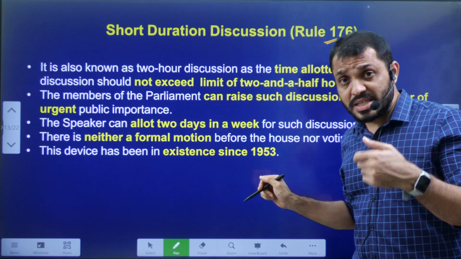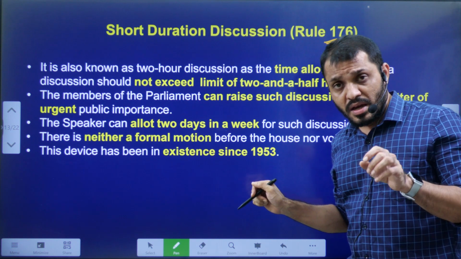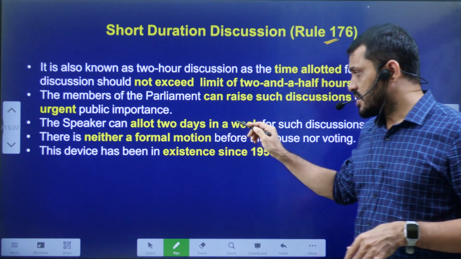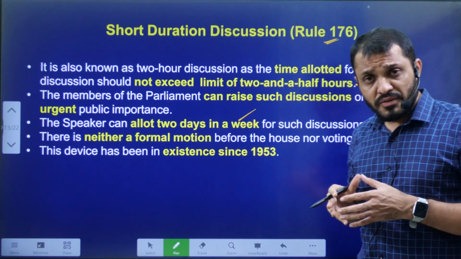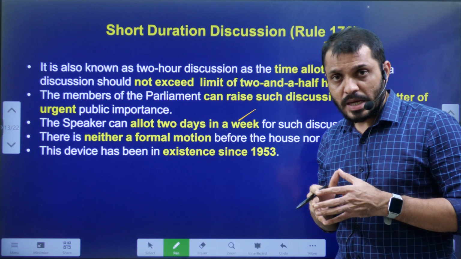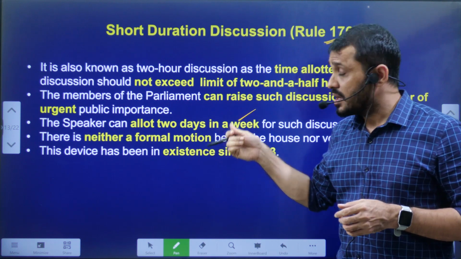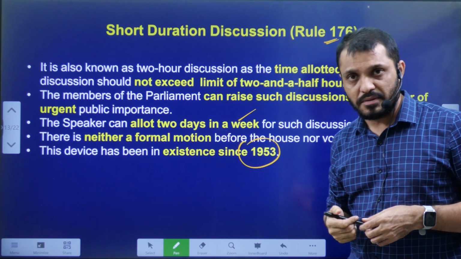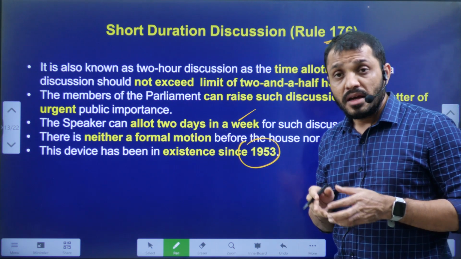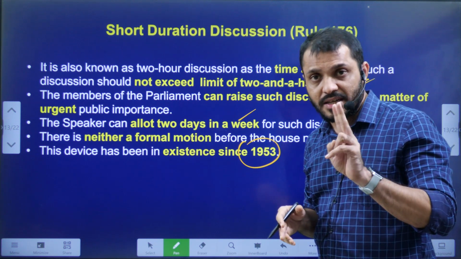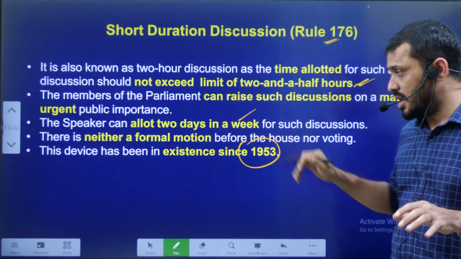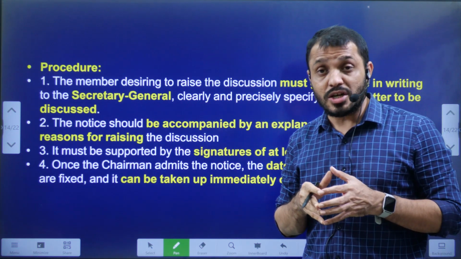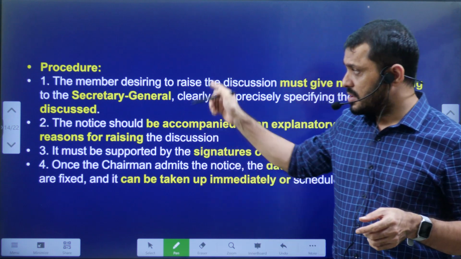Once a member gives notice under this rule, the presiding officer may allow the discussion on the same day or the next day. Generally, at least 2 members have to sign. I will explain that in the procedure. Rule 176 started in 1953. In the house business, at least 2 days a week are dedicated to discussion under Rule 176. Whatever you discuss under Rule 176 is not subjected to voting. Now let us see the procedure.